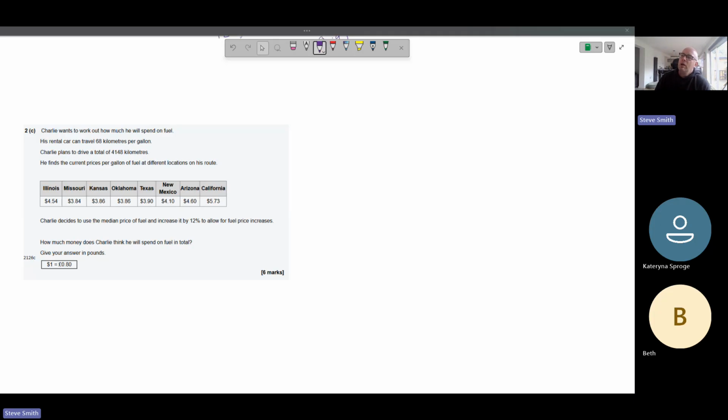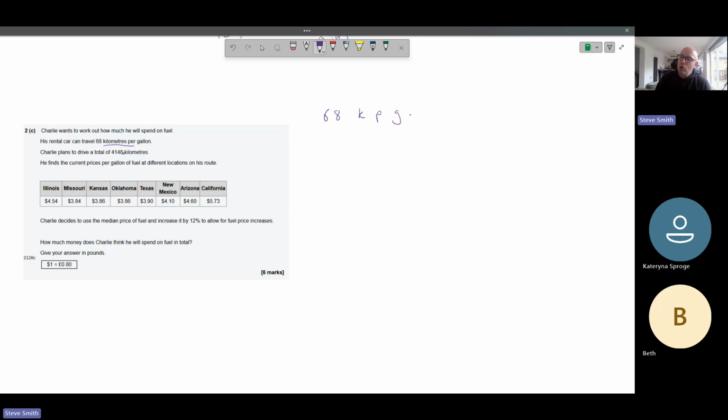Charlie wants to work out how much he's going to spend on fuel. He rents a car that travels 68 miles, 68 kilometers. So straight away we've got kilometers. I said miles because we always think of miles per gallon. So 68 kilometers. I'm going to write that here. 68 kilometers per gallon. I'm not saying it's important, but I'm thinking it might be.